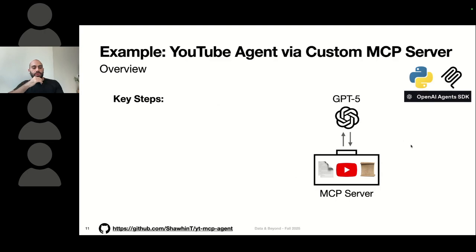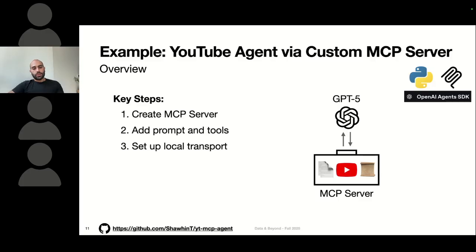Okay, so just to give a brief overview of the key steps here. So the first thing we're going to do is create the MCP server, which is actually very straightforward using Anthropic's official Python SDK. Then we're going to add a prompt and tools to the MCP server. Then we'll set up this local transport so it can all run on my laptop. Then we will create the agent via the MCP server. So basically, we'll just take this MCP server and give it to GPT-5 to create our agent. And then finally, we'll interact with the agent.